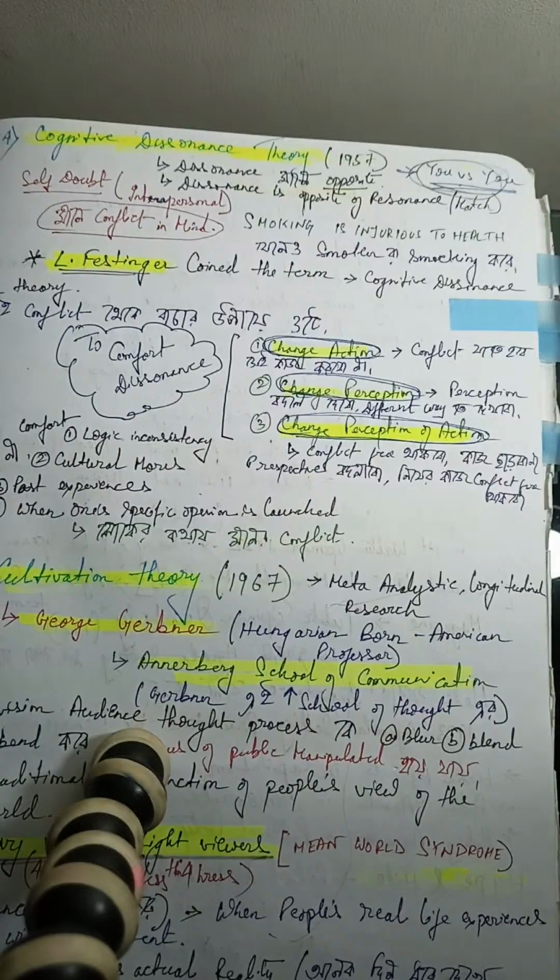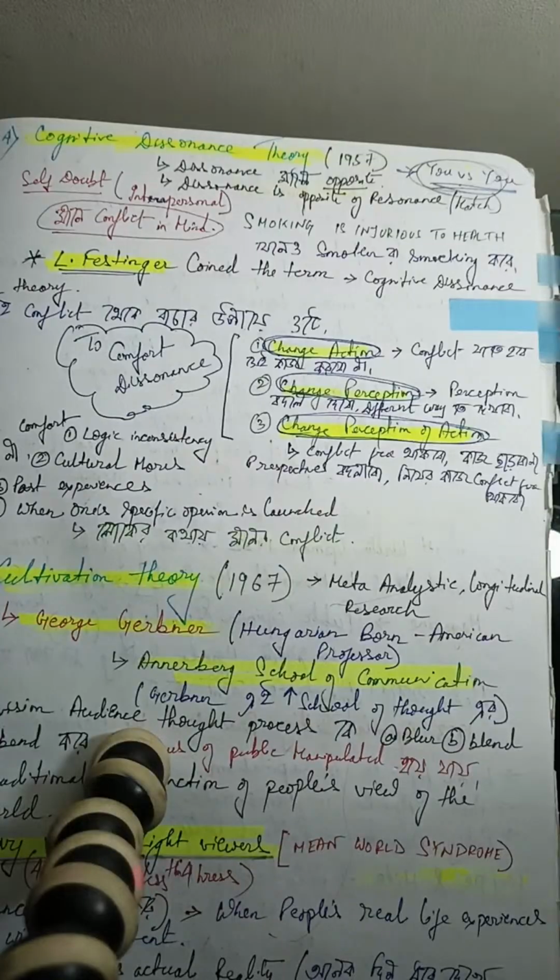Dissonance means opposite, the opposite of resonance. That means a clash within oneself. For example, a smoker knows smoking is injurious to health, but will develop another theory in their own favor. They might state a fact that passive smoking is more dangerous than active smoking. They might say that active smoking is better than passive smoking, so we are smoking.